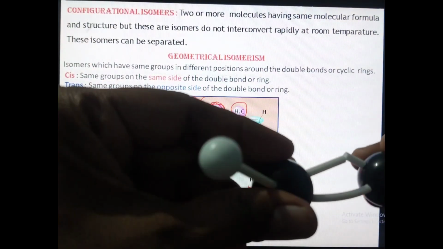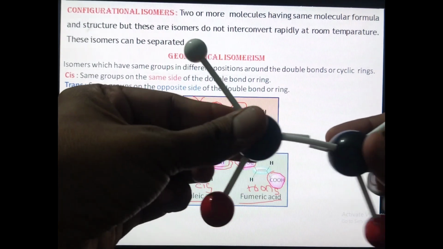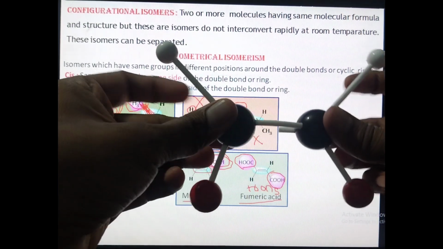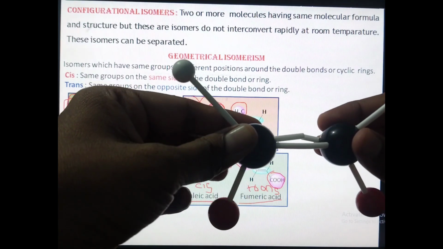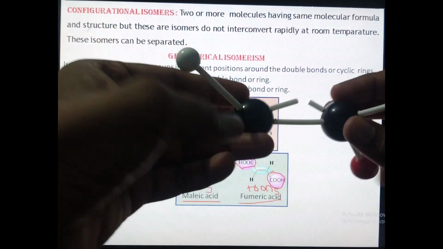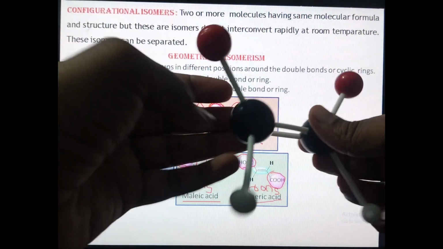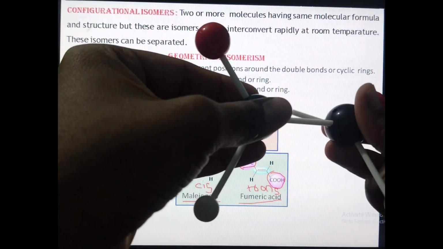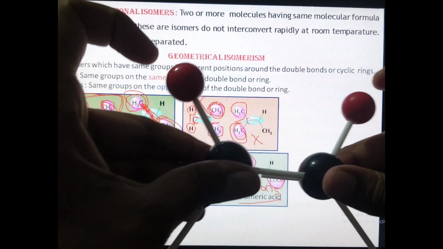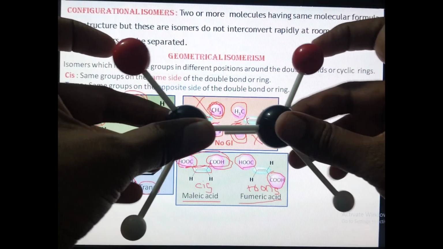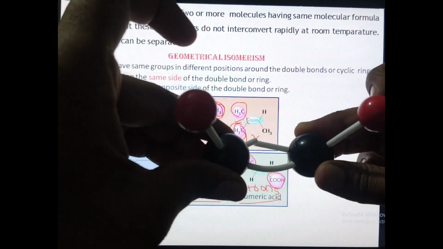So this is a double bond, this is a double bond. These are carbon atoms, a carbon-carbon double bond, and they are hydrogens. These two are methyl groups, the red ones are methyl groups and the white ones are hydrogens. See, this is a double bond.